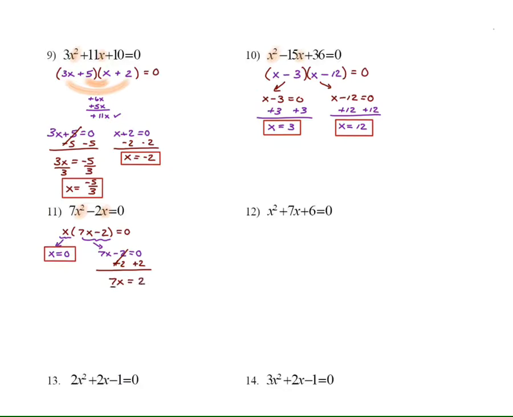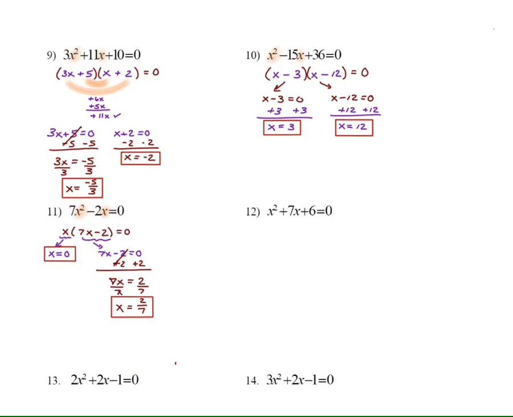Then I would just get 7x equals 2, divide both sides by 7, and I get x equals 2 over 7. So what we have a tendency to forget is that when we factor out an x, we also set that x equal to 0, and that gives us our second solution. So you should get 0 and 2 sevenths.